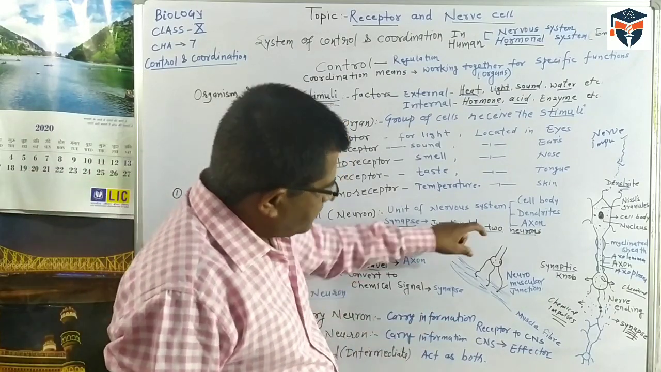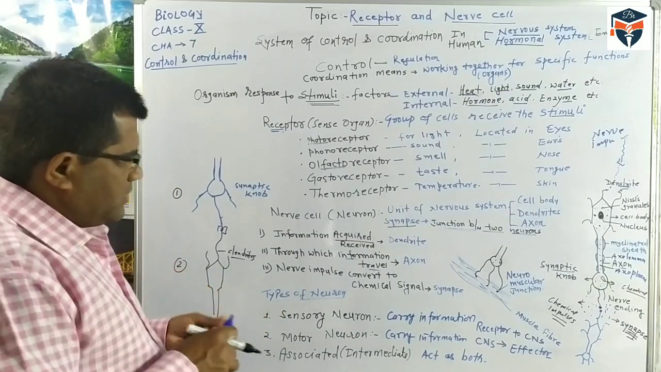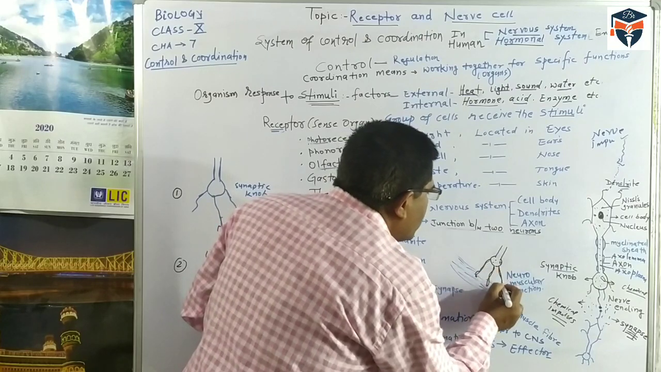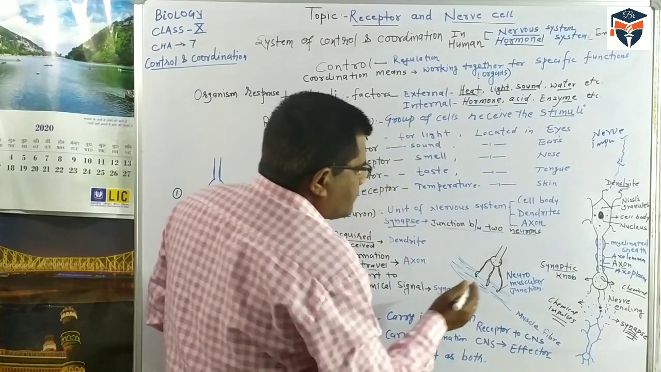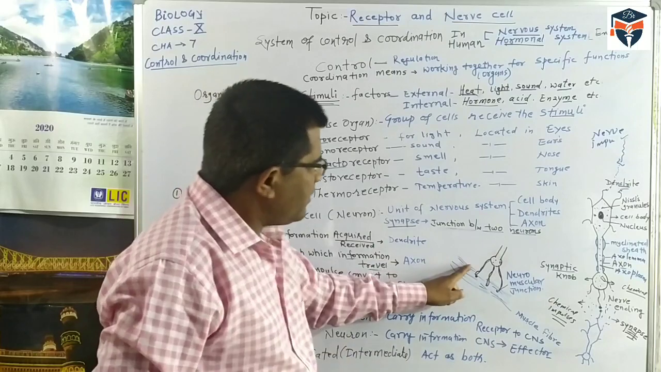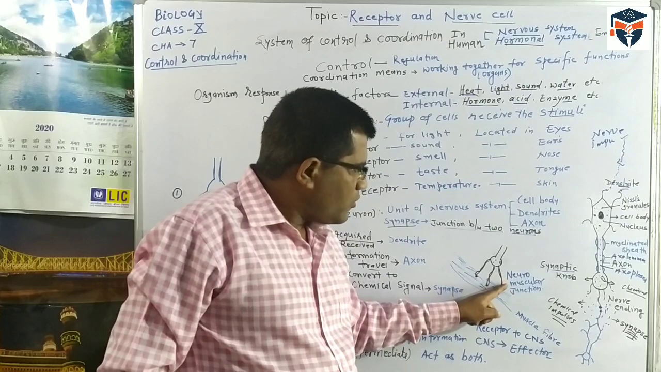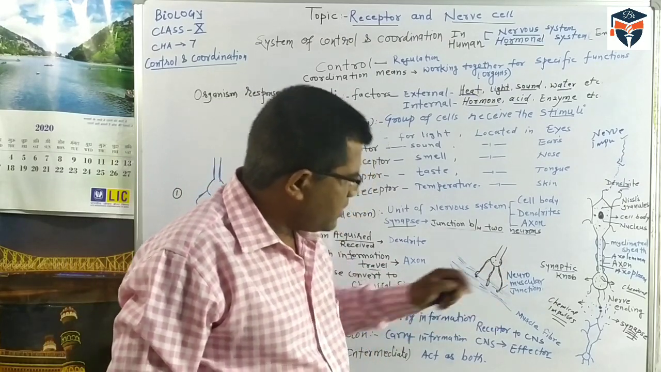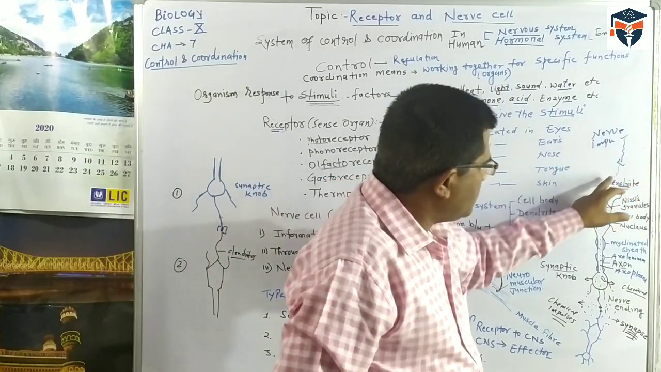Sometimes, when the nerves go to the muscles, this is the nerve ending, and the nerve endings enter into the muscles. So this is the muscle fiber. That junction where the nerve ending is connected with the muscle fiber is called the neuromuscular junction. What is it called? Neuromuscular junction.